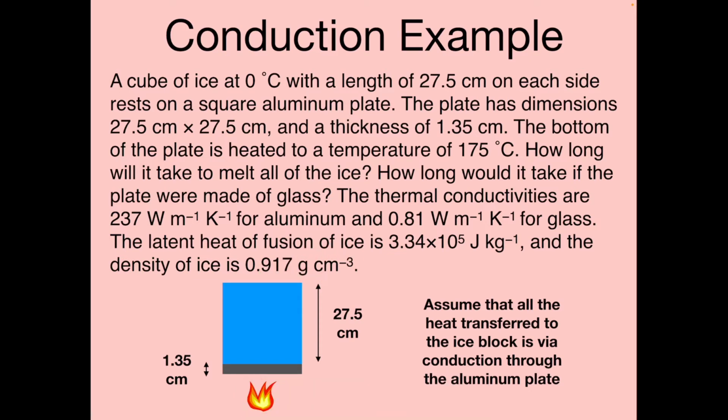So there's a lot of data that's going to go into this, so I'll show you how to make the calculation. But one thing we're going to assume is that all of the heat that's transferred to this ice is via conduction through the plate. So we're going to ignore any other type of heat transfer that may be happening. We're going to assume it's all just conduction through the plate. And with that said, let's work it out.